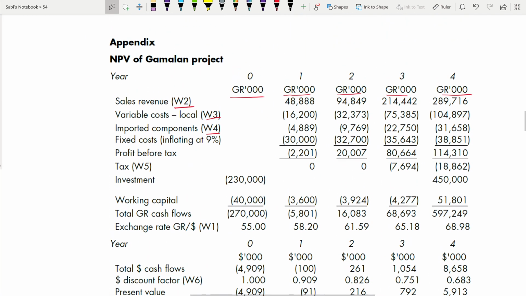Just see here. Now coming to the fixed cost, inflating at 9%. There is no working for the fixed cost. You just have to inflate it by 9%.